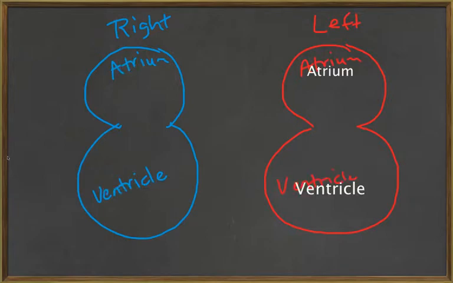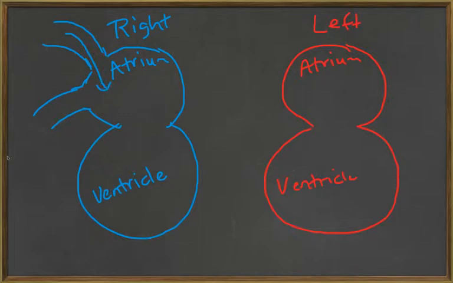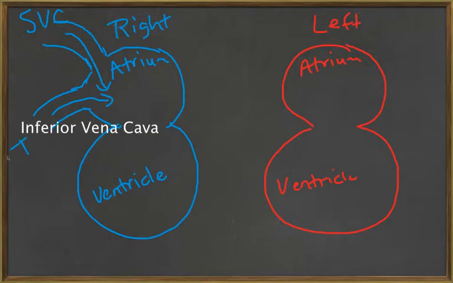Okay, the right side of the heart I've drawn blue because the blood that enters into the right side of the heart is deoxygenated. The blood from the superior vena cava and the inferior vena cava flow into the right atrium. The superior vena cava drains the blood from the head and the upper extremity and the upper trunk. The inferior vena cava drains the blood from the lower extremity and the abdominal pelvic region, including the viscera.